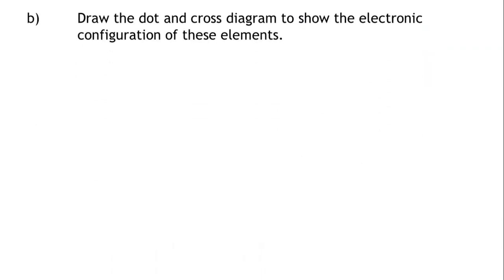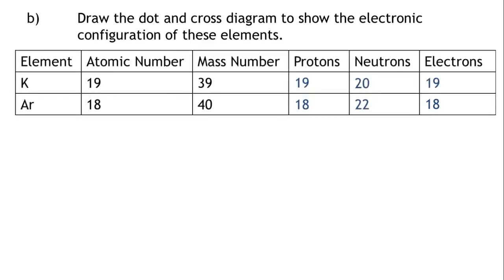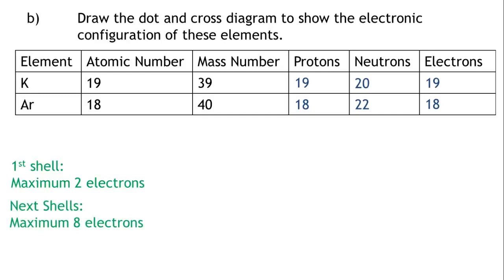Part B. Draw the dot and cross diagram to show the electronic configuration of these elements. So what do we know? The first shell in an atom can hold a maximum of 2 electrons, and the next shells in an atom can hold a maximum of 8 electrons.